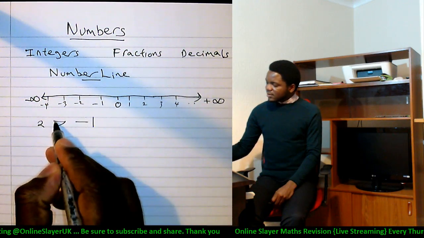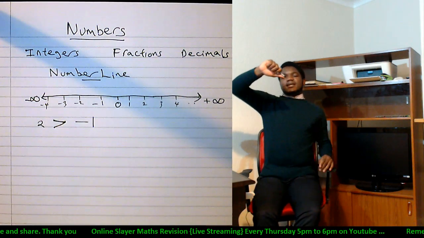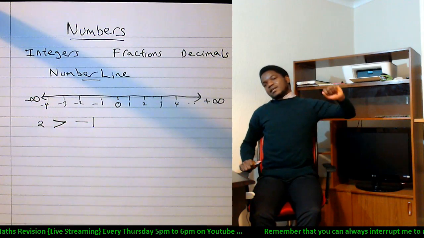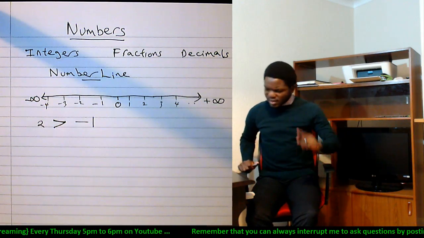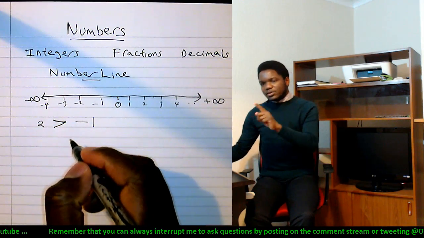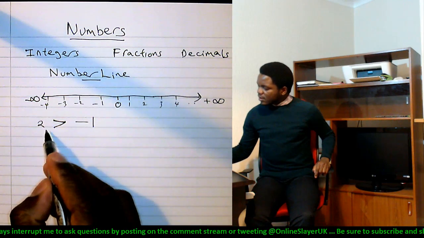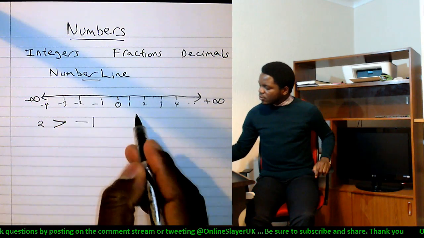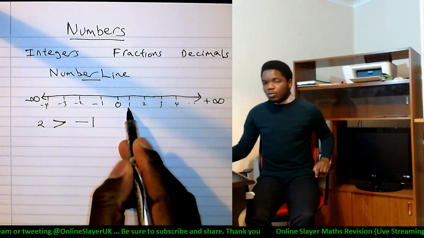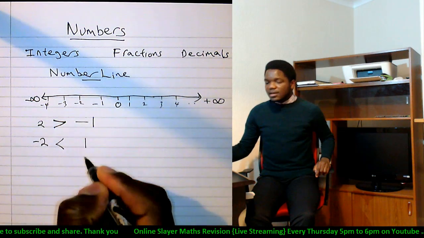Take note, the sign of greater is simply that sign. When you do your right hand like this, that's the greater than sign. When you do your left hand like this, that's the less than sign. So it's a very straightforward thing. Also look at something I want to show you quickly. Look at -2 and look at 1. -2 is on the left hand side of 1. So we can say that -2 is less than 1.